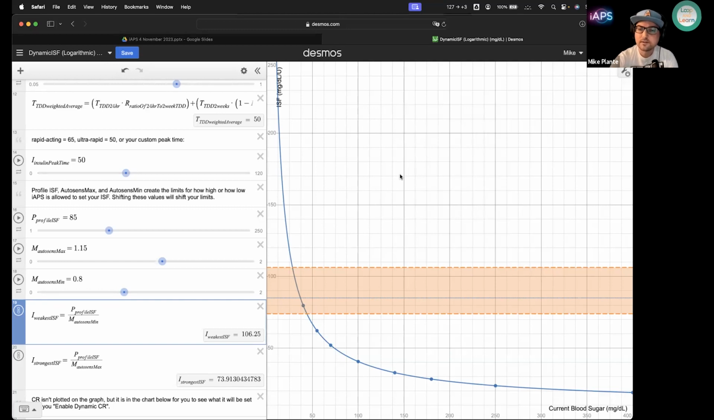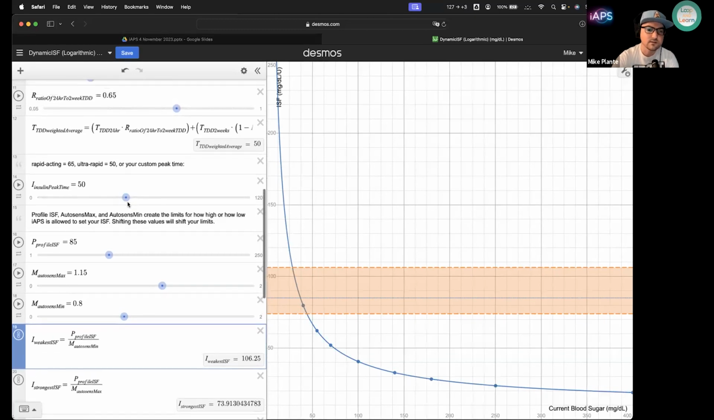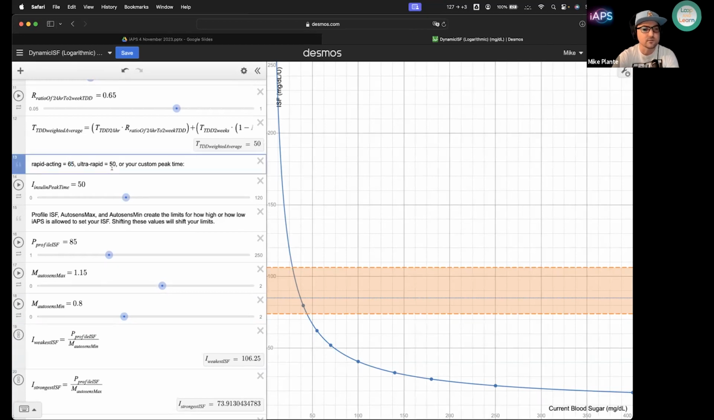So for the insulin peak time, I just wanted to comment that the settings in here for this graph only affect logarithmic dynamic ISF. The default for your custom peaks that iAPS uses for other settings is not necessarily 65 and 50 for rapid acting and ultra rapid. For some reason, I'm not entirely sure why, because I can read the equations from the code, but I didn't put them in there. So I'm not exactly sure why these values were used, but that's the way the code is, so that's the way they are in this graph.